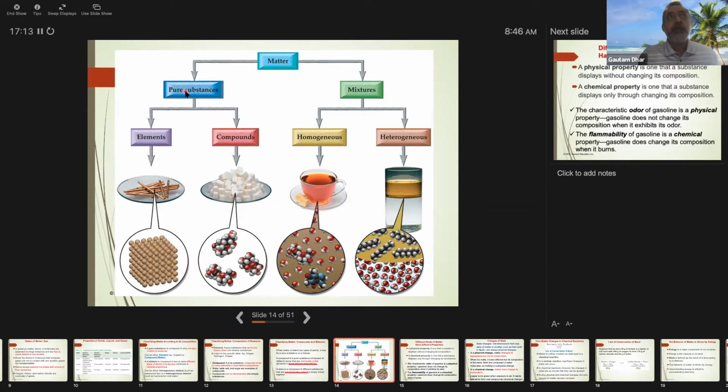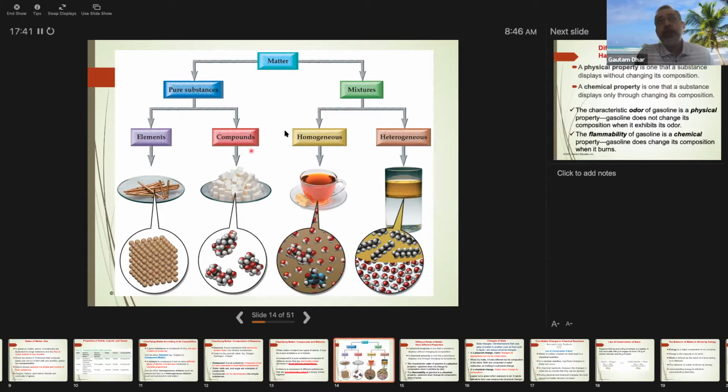So apart from the pure substance, you can have mixtures, right? Mixtures have two or more kinds of substances that are not chemically bonded. A difference between a pure substance and a mixture is that for a mixture, the amount of these components can vary. And within this mixture, you can have homogeneous mixture and heterogeneous mixture.